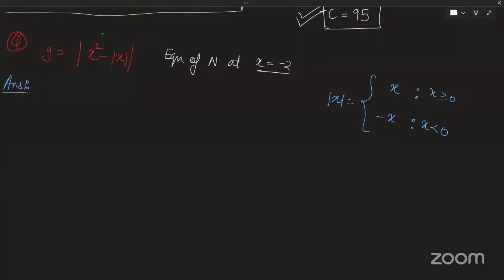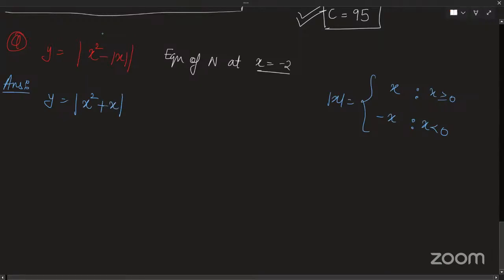Minus x. Yes, great. So y is equal to mod of x square minus x. This mod will open as minus x, so it will become x. Do you all agree with this? Yes, sir. So it is mod of x square plus x.